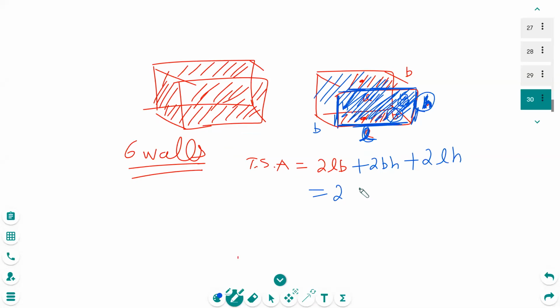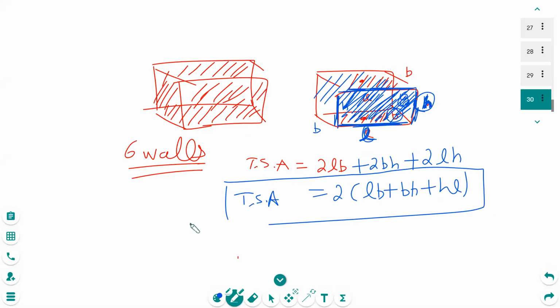So if I just take out 2 common, that will be LB plus BH plus HL. In the exam you won't be asked the derivation. I just derived the formula. This is the formula for total surface area of cuboid. Is this clear to everyone? Yes, sir. Total surface area of cuboid is 2 times (LB plus BH plus HL). Here L is the length, B is the breadth, and H is the height.